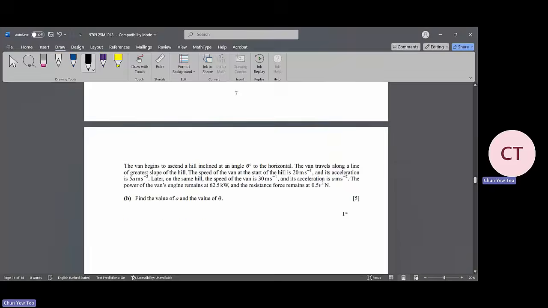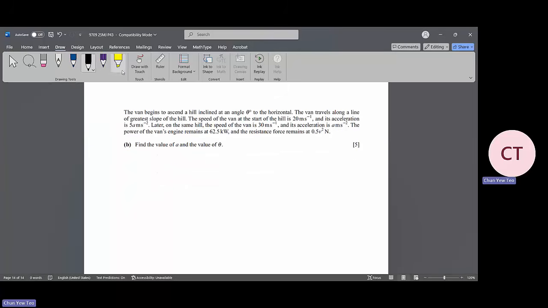So now we move on to part B. The van begins to ascend a hill inclined at an angle theta degrees to the horizontal. The van travels along a line of greatest slope of the hill. The speed of the van at the start of the hill is 20 meters per second and acceleration is 5a meters per second squared. Later on the same hill, the speed of the van is 30 meters per second and the acceleration is a meters per second squared. The power of the van's engine remains the same, 62.5 kilowatts, and the resistance force remains as half v² newtons. We want to find the value of theta.